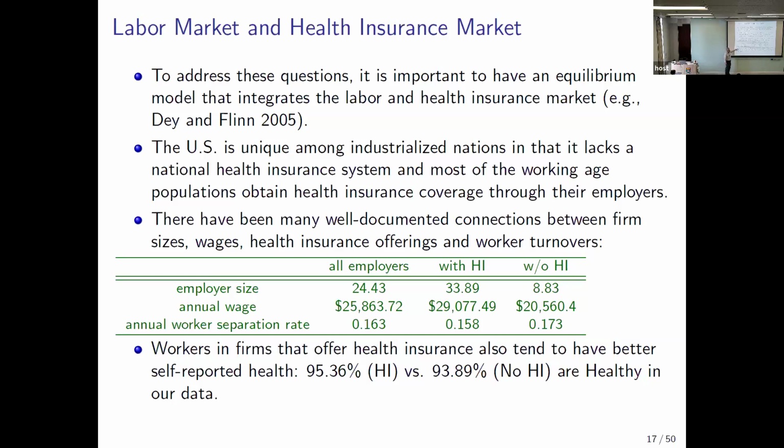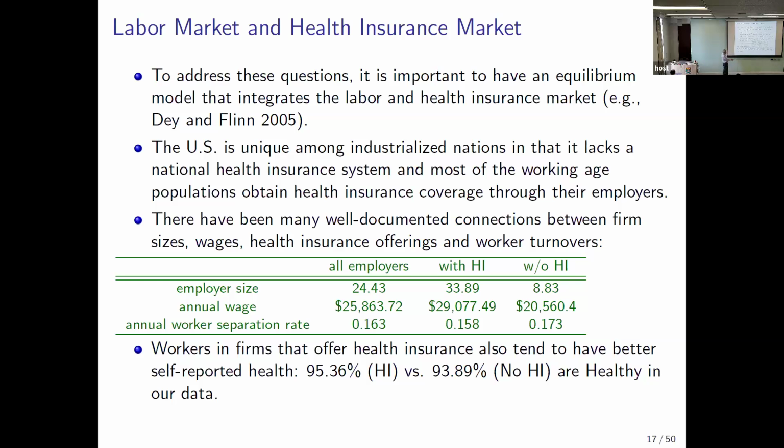Now, surprisingly, if you look at the average health of workers working in firms that offer health insurance, they are healthy. Of course, most of the workers are healthy. In the data we have 5 categories of health. Healthy refers to excellent, very good, or good health. And then you have fair and poor, which are considered to be unhealthy. Among workers in firms that offer health insurance, 95.4% reported excellent, very good, or good health. Among those working for firms that do not offer health insurance, it is somewhat lower, 33.89%.